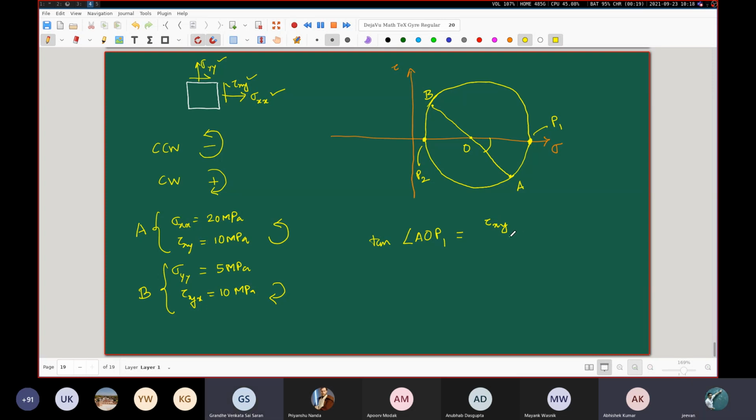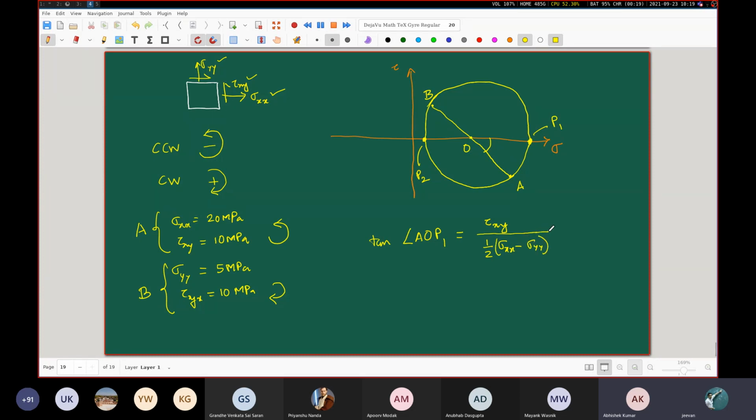What you're saying is correct actually. So sigma xx minus half of sigma xx plus sigma yy. Yeah, but you're still saying in terms of A and O. I want you to say in terms of A and B. So A, the x coordinate is sigma xx. The B, the x coordinate is sigma yy. So it is simply half of sigma xx minus sigma yy. That's all there is to it.